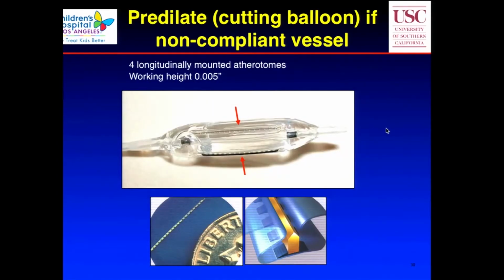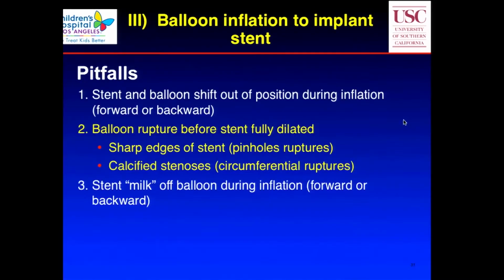Okay, if there's very high resistance, I tend to do predilation to make sure that there is some compliance in the vessel. Sometimes you have to use a cutting balloon to get rid of the waist before you actually put the stent in. If you don't do that, the balloon can slip, and the stent can slip with the balloon. So again, it's important to make sure this balloon is stable with the stent on it.